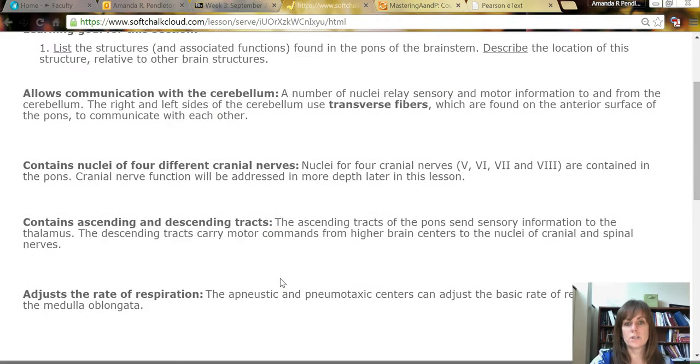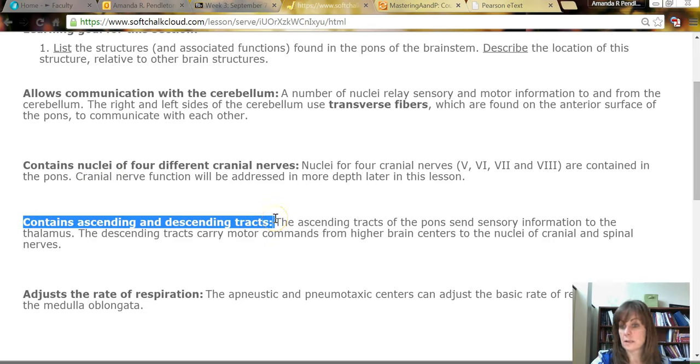Okay, just like we had for the medulla oblongata, we're going to have nuclei, which are those areas of gray matter, for 4 cranial nerves. Those are nerves directly exiting the brain. We're also going to have ascending and descending tracts. Makes sense. We've got to send sensory information up to other areas of the brain and bring motor commands back down out to areas outside of the brain.